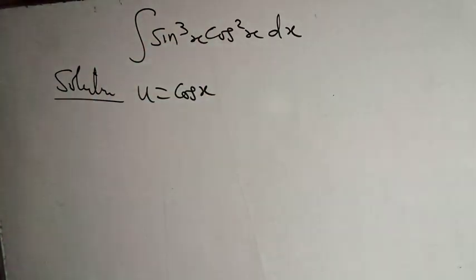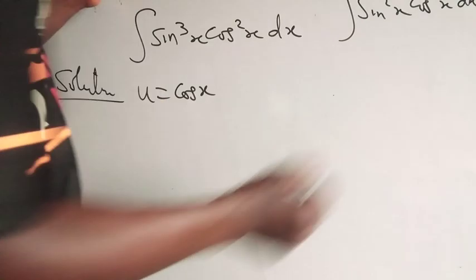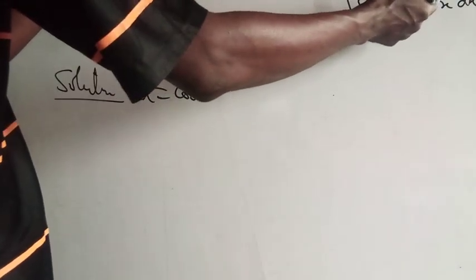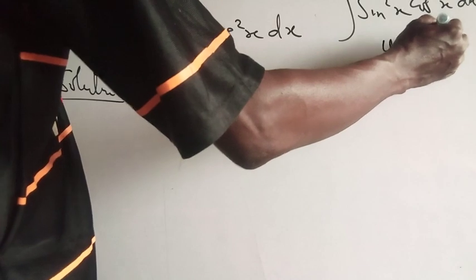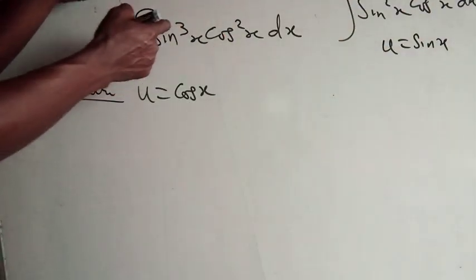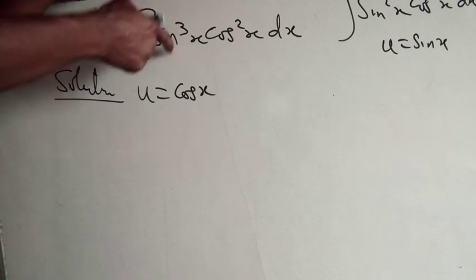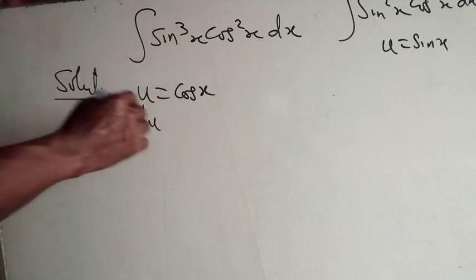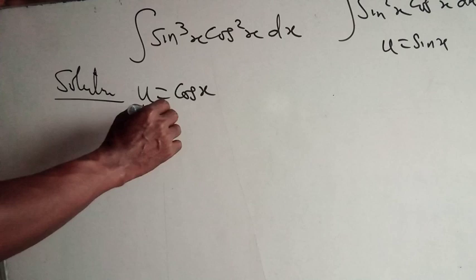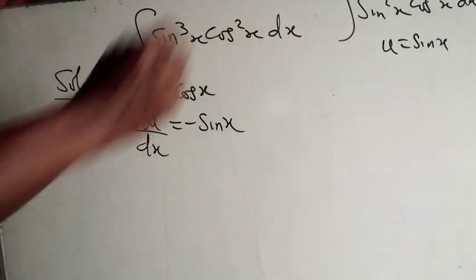But if the odd exponent is on cos, like for example, if it is sine squared x, integral cos cube x dx, the exponent is on cos here. That is the odd exponent. 2 is even. We are talking about odd exponent. Since it's on cos here, your u will be sine x. So you understand? But since the odd exponent is on sine, your u will be cos x. So in that case now, du by dx, you differentiate that, will be equal to minus sine x.